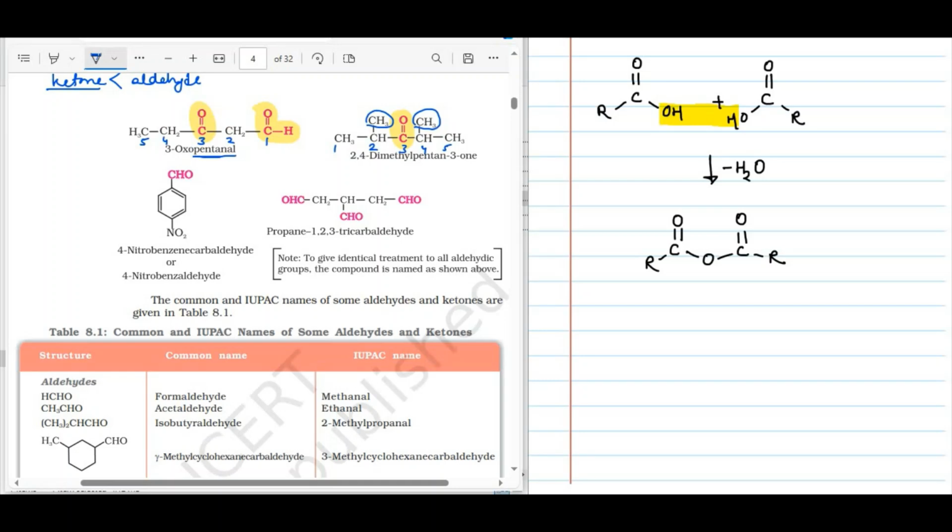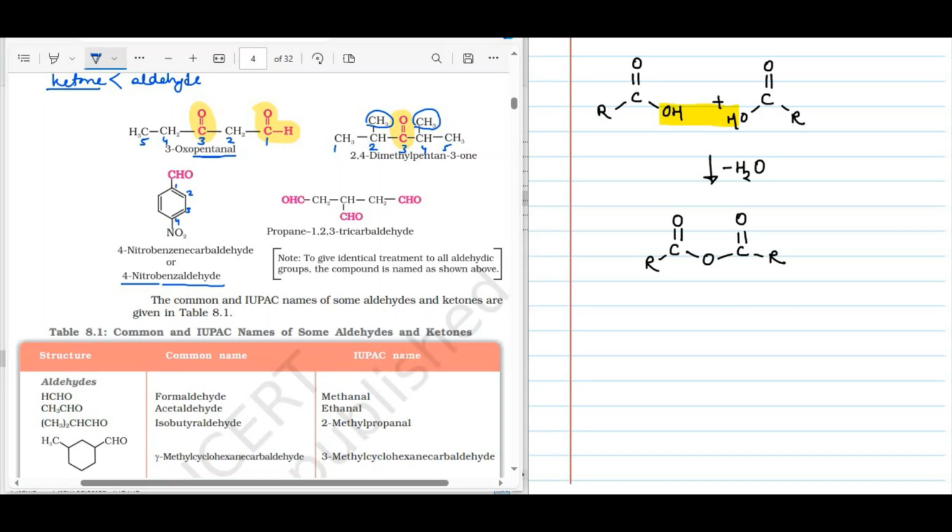When you number this benzene ring, you have to number from the carbon to which the aldehyde group is bonded. So this is first, second, third and this is the fourth position. So the nitro group is present at the fourth position of benzaldehyde. So the name of this molecule will be 4-nitrobenzaldehyde. Another name you can write is 4-nitrobenzenecarbaldehyde. Both the names are correct.